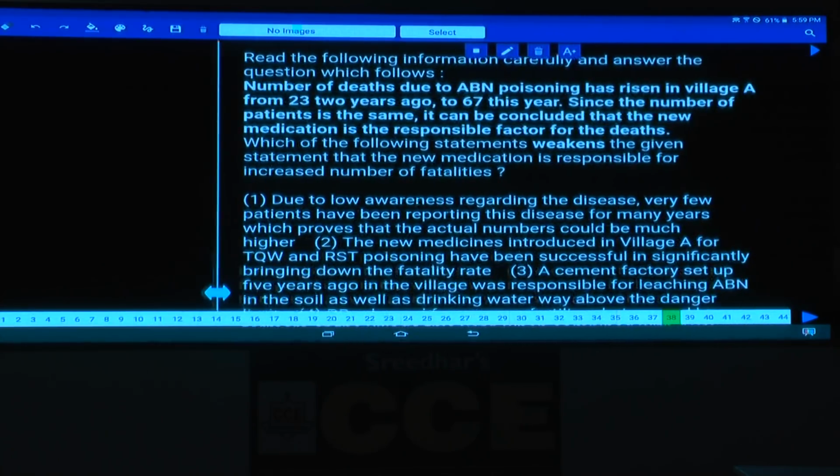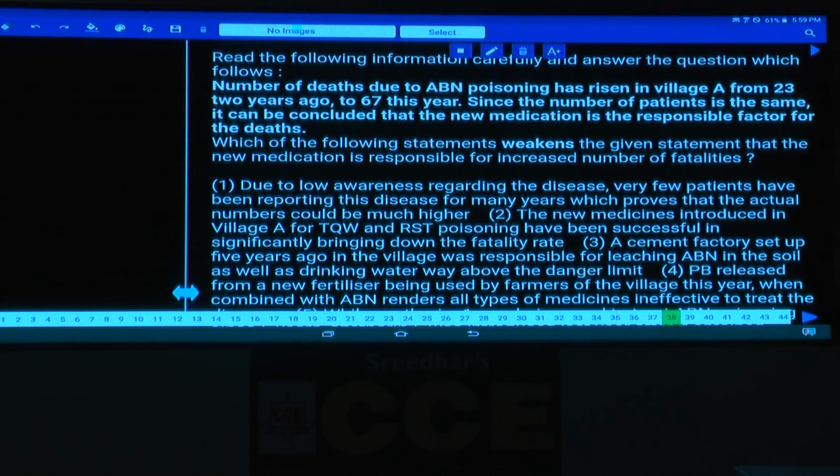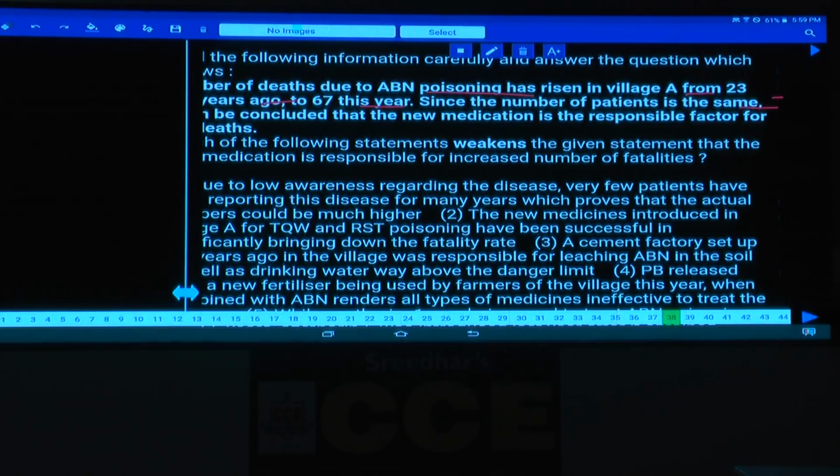The number of deaths due to avian poisoning has risen in village A, from 23 two years ago to 67 this year. Earlier, because of this avian poisoning, the deaths were around 23. Now it has risen to 67 in the last 2 years. Since the number of patients is the same then and now, the number of deaths occurring now is more than earlier.